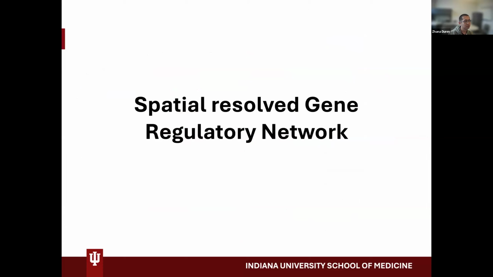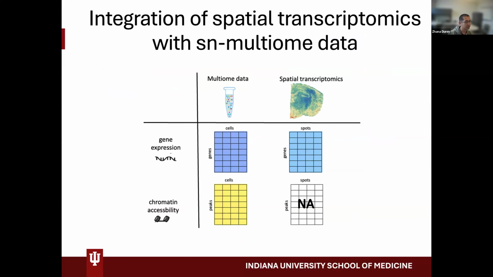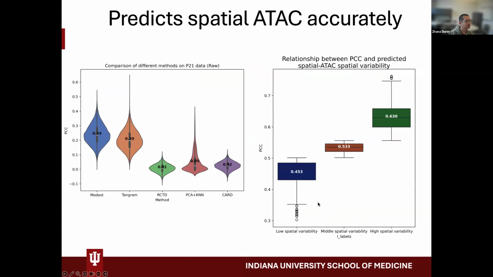Really last one, I want to talk a little bit about a spatial application with our ongoing project. We have single-cell multiome, where each cell has peak and gene, these two modalities, and spatial transcriptomics, where each spot has gene expression data, but we don't have the peak data. So using these three, we can estimate what the peak data is spatially.